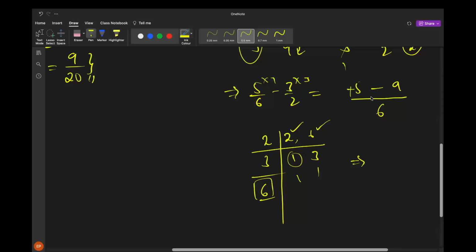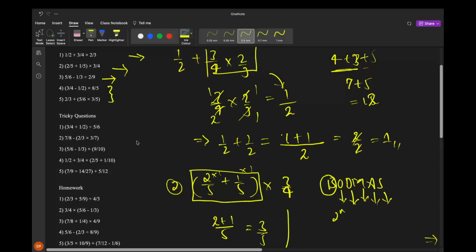Plus minus, different sign means just do the subtraction. Different sign, subtraction. Same sign, addition. Different sign means subtraction. 9 minus 5, 4. Which is greater? 9 is greater. 9's sign is negative, so minus 4 divided by 6. Still it is not in the simplest form. We can divide: 2 2s are 4, 2 3s are 6. So it can be written as minus 2 by 3 as the answer.